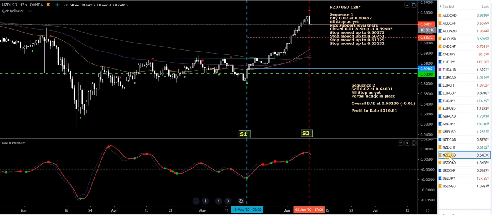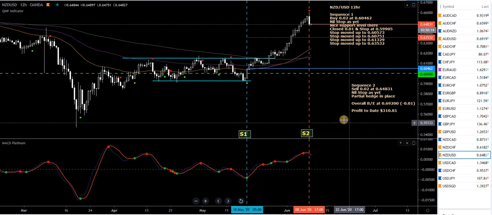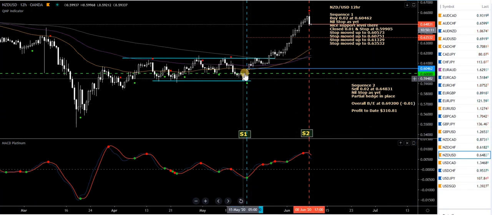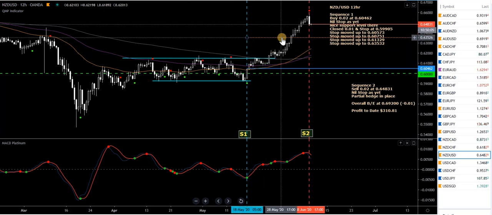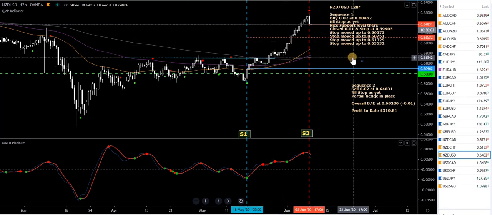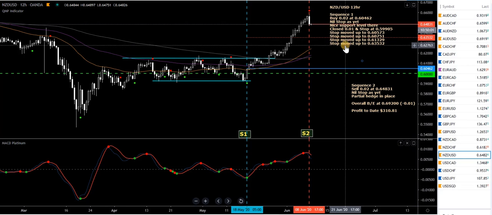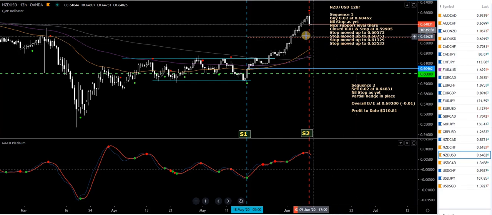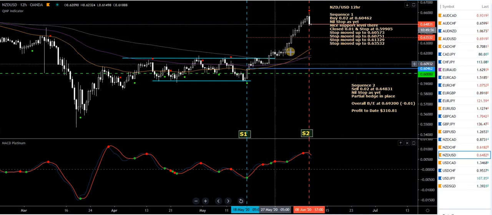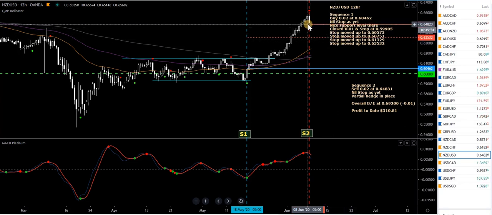New Zealand USD. Right, I'm in a buy trade in here. Stop's just been moved up on this buy trade, so it's all a bit ugly, isn't it? So stop's moved up to 63532, so locking in good profit there. And I've taken a new sell trade.